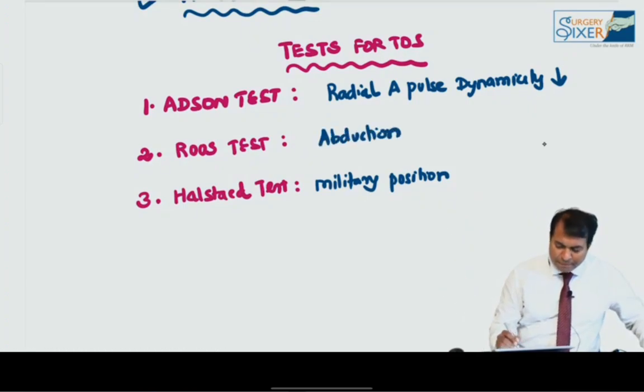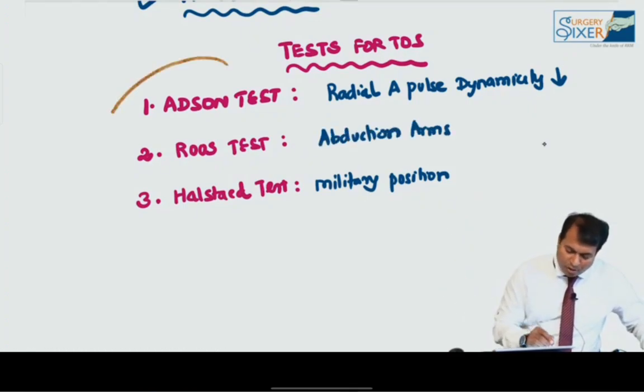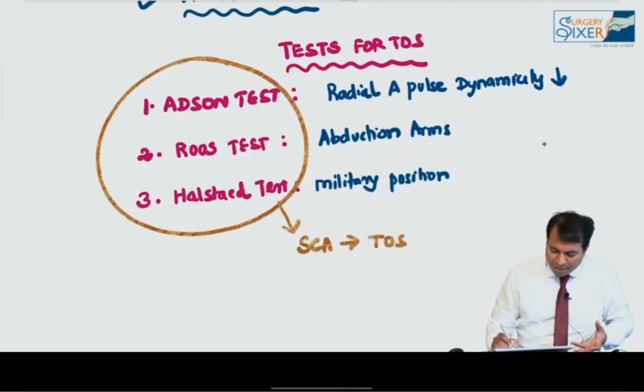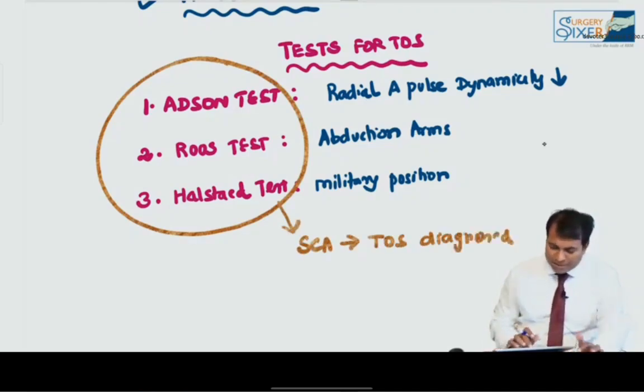By doing these 3 tests, we are naturally compressing the subclavian artery and bringing out the occult thoracic outlet syndrome. So thoracic outlet syndrome is diagnosed by all these tests.